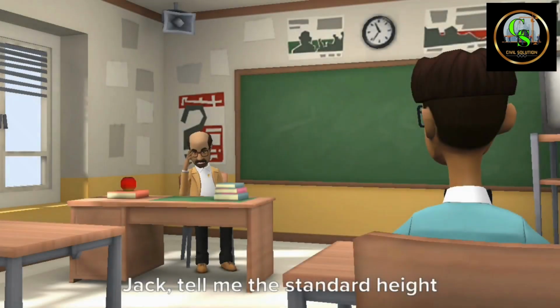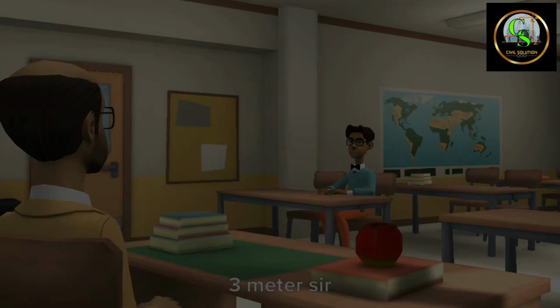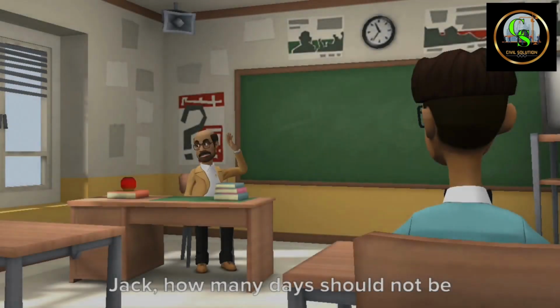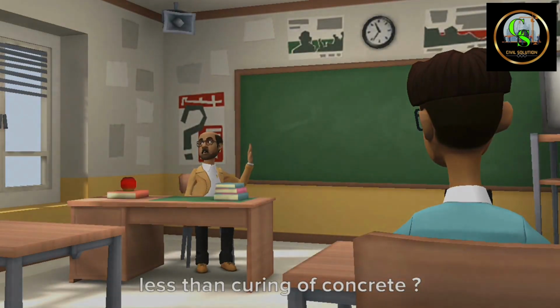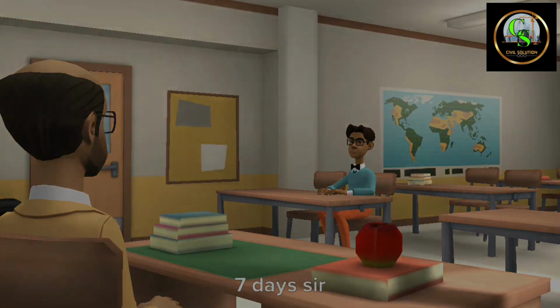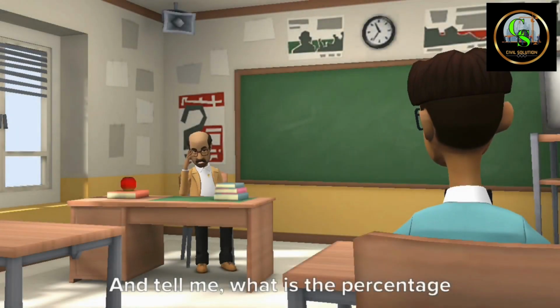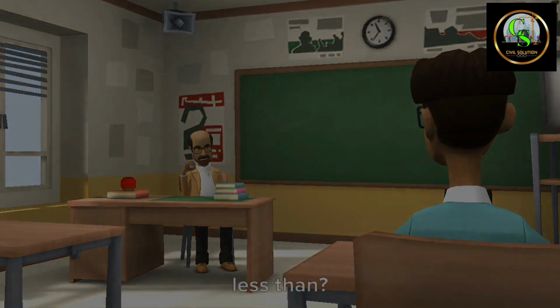Jack, tell me the standard height of kitchen and bathroom? 3 meters, sir. Jack, how many days should the curing of concrete not be less than? 7 days, sir. And tell me, what is the percentage that water absorption should not be less than?